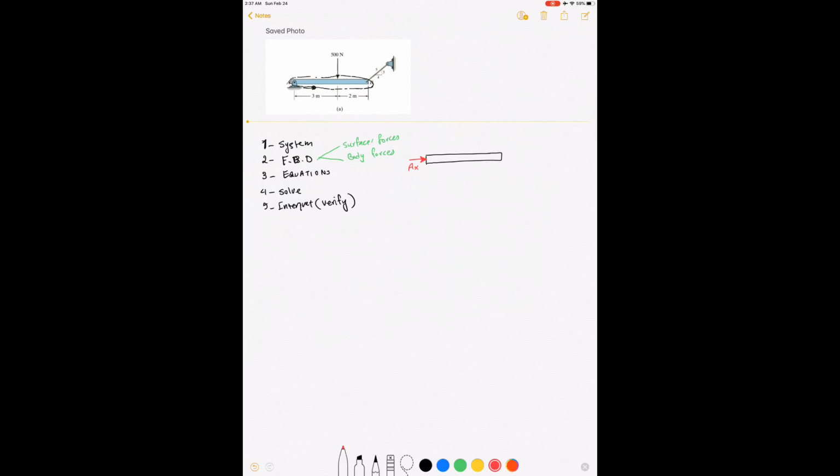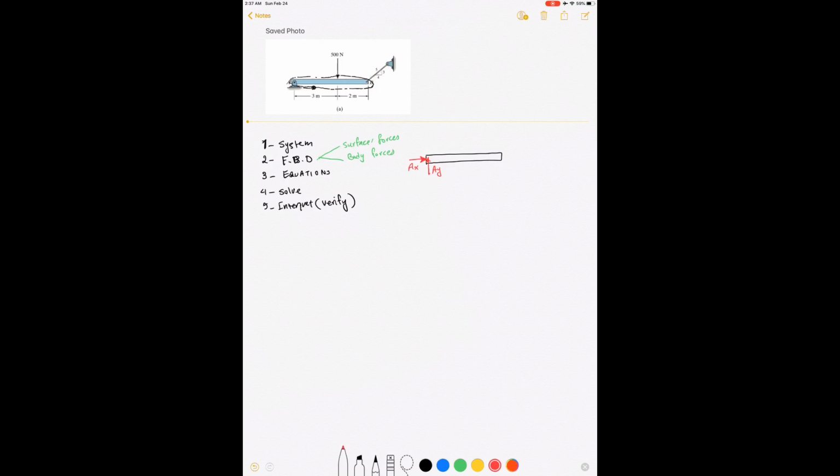Now in order to see if we have a Y component, we ask this question again: can I move this beam in the Y direction easily? And the answer is no, because again the pin is applying a resistant force in the Y direction and we don't know it. So I just put it right here, unknown, AY.